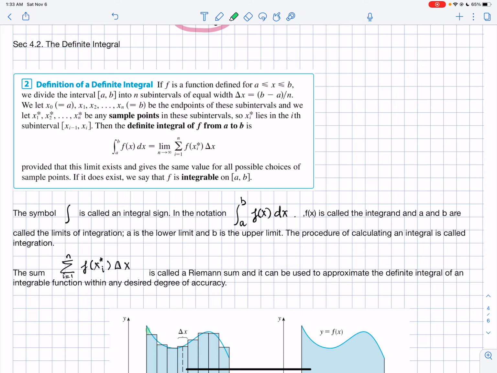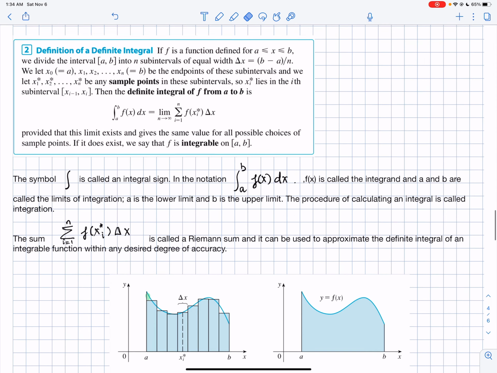And we let x1 star, x2 star, all the way to xn star be any sample points in these subintervals. So xi star lies in the ith subinterval [xi minus 1, xi]. Then the definite integral of f from a to b is defined as this expression, provided that this limit exists and gives the same value for all possible choices of sample points. If it does exist, we say that f is integrable on the closed interval [a, b].